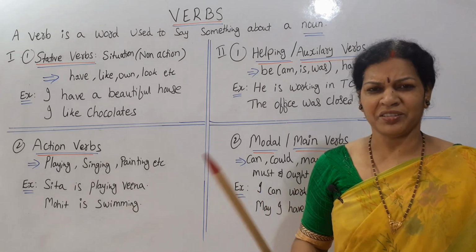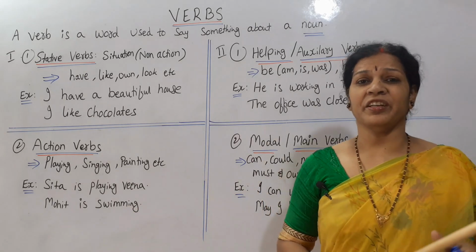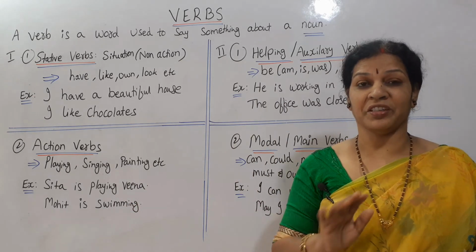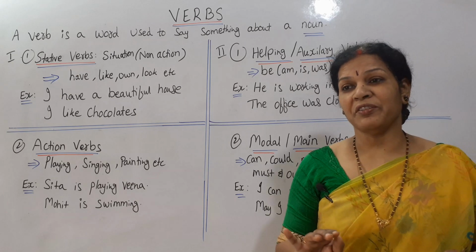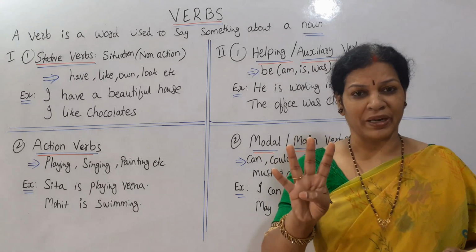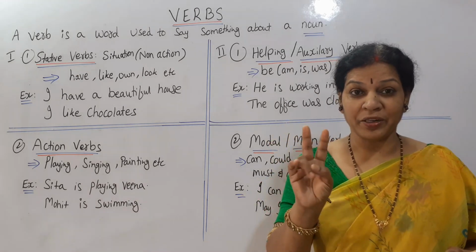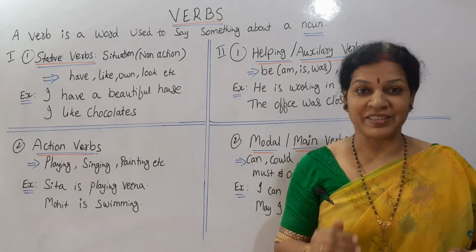You know very well, it is simple. But there are different types of verbs. So these verbs we'll see. Now verbs you can in fact divide into 4 parts. In each and every part there are 2 types of verbs that we'll see in depth.